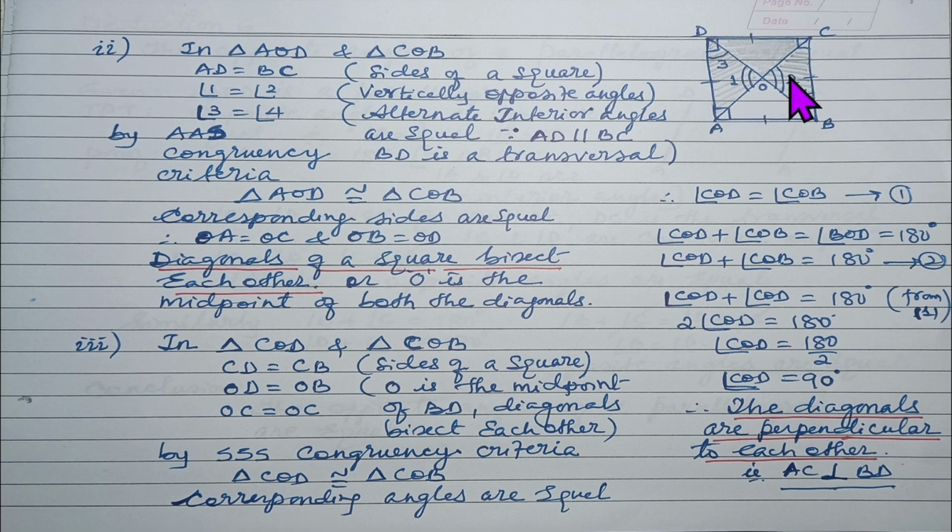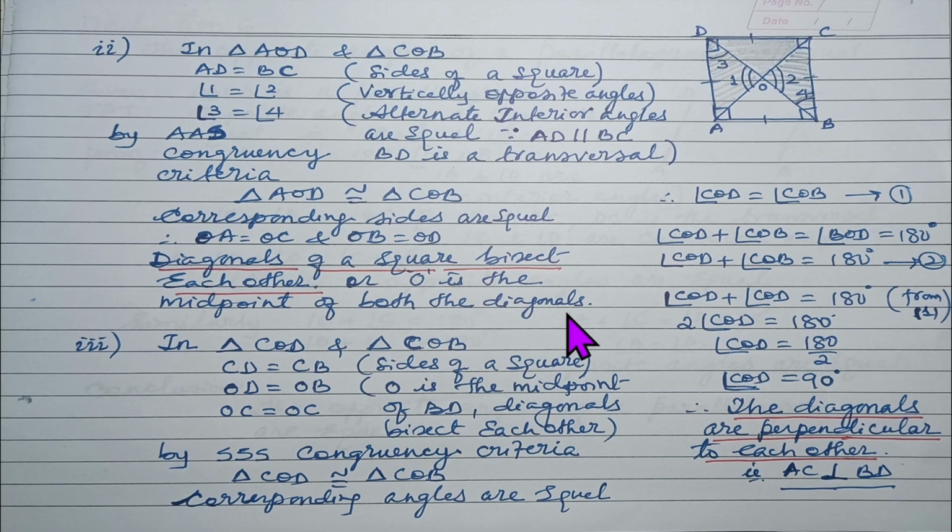If the two triangles are congruent, naturally the corresponding sides are equal. Therefore OA is equal to OC and OB is equal to OD. If OA is equal to OC and OB is equal to OD, O is the midpoint of both the diagonals AC and BD. Rather, the diagonals bisect each other. Therefore, we have proved that the diagonals of a square bisect each other, O is the midpoint of both the diagonals. That is the second important proof.